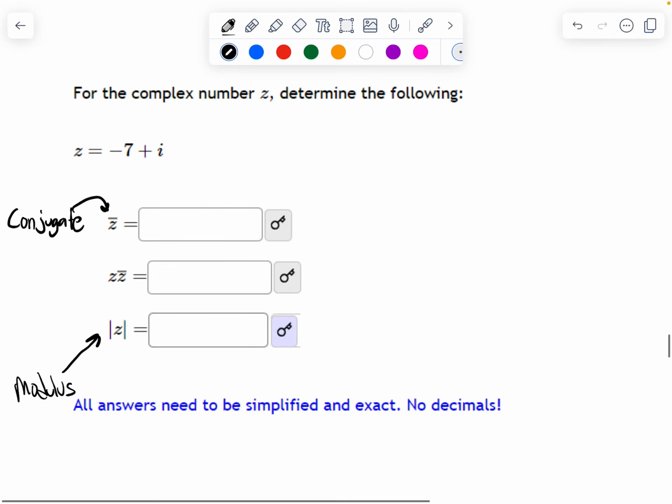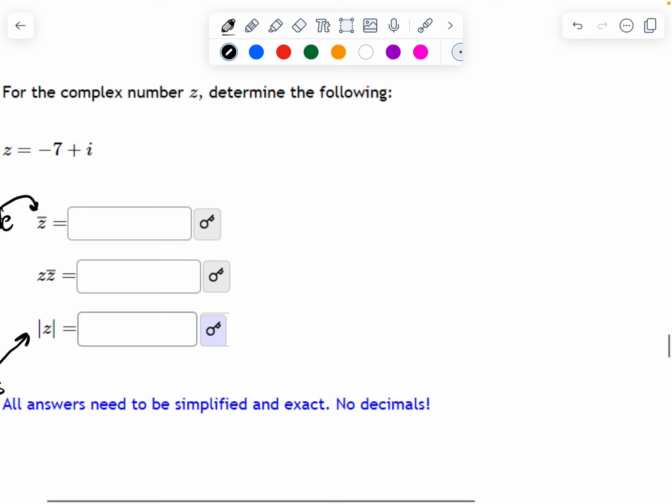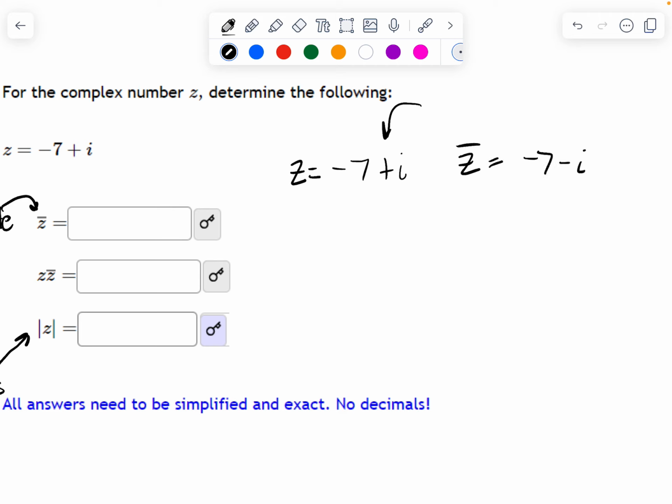Okay, so how do we find conjugates? Remember, we may have learned this in the past. A conjugate is essentially taking the binomial that you see and flipping the sign of the imaginary part. So the conjugate for our adorable z here would be negative 7 minus i. And that would be true for any complex number you see. Like, what if we had a complex number of 2 minus 3i? Well, its conjugate would be 2 plus 3i.